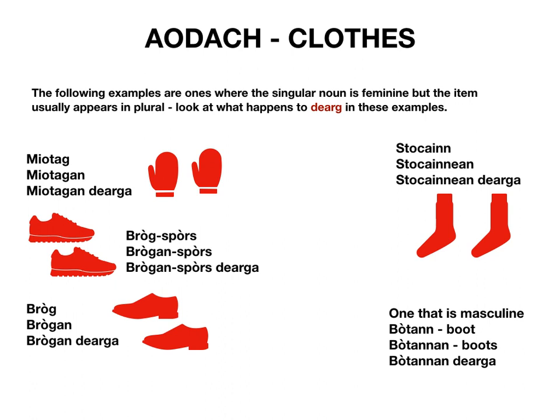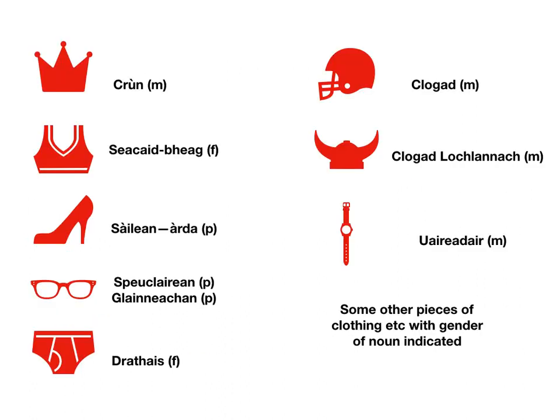But there are some plurals which do it differently, but we won't encounter them yet. Some other ones, mostly this is due to the fact that these were the ones that were available on the computer when I was looking for little pictures. Croon, it's a crown, obviously. Sherkajveik, a small jacket. Sherkaj is a jacket. Sherkajveik is a small jacket, or in this case, a bra. Saljan arste, high heels. Spiaklerin or glonichen.